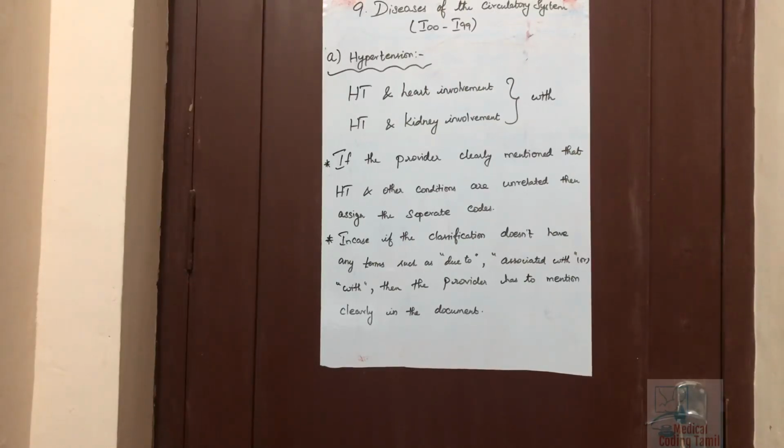In case the classification doesn't have any terms such as due to, associated with, or with, then we have to ask the provider to mention clearly in the document whether the hypertension is related to heart, or hypertension is related to kidney, or these both are unrelated. Hypertension and heart is unrelated, hypertension and kidney is unrelated. We have to query the provider to mention in the document clearly whether it is related or unrelated.